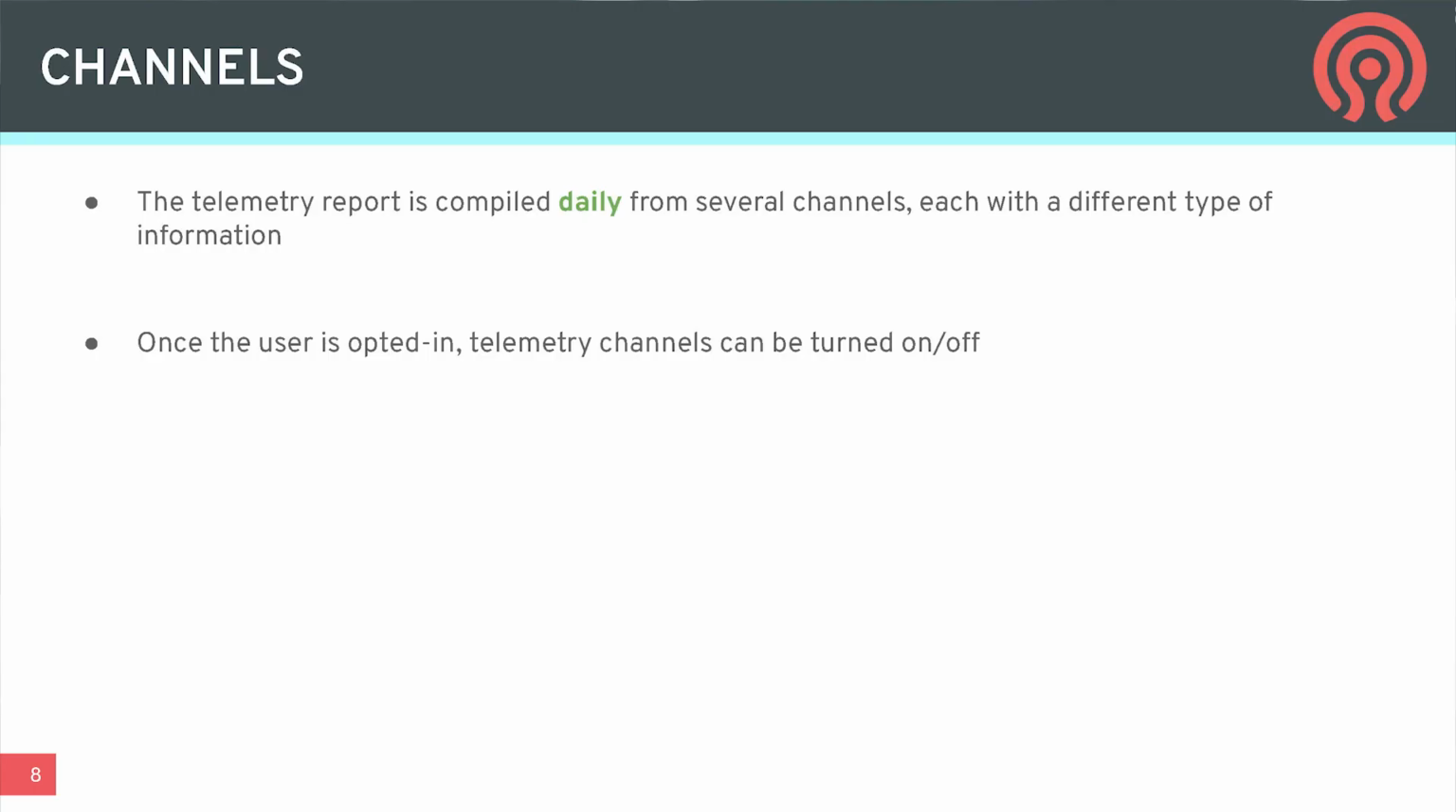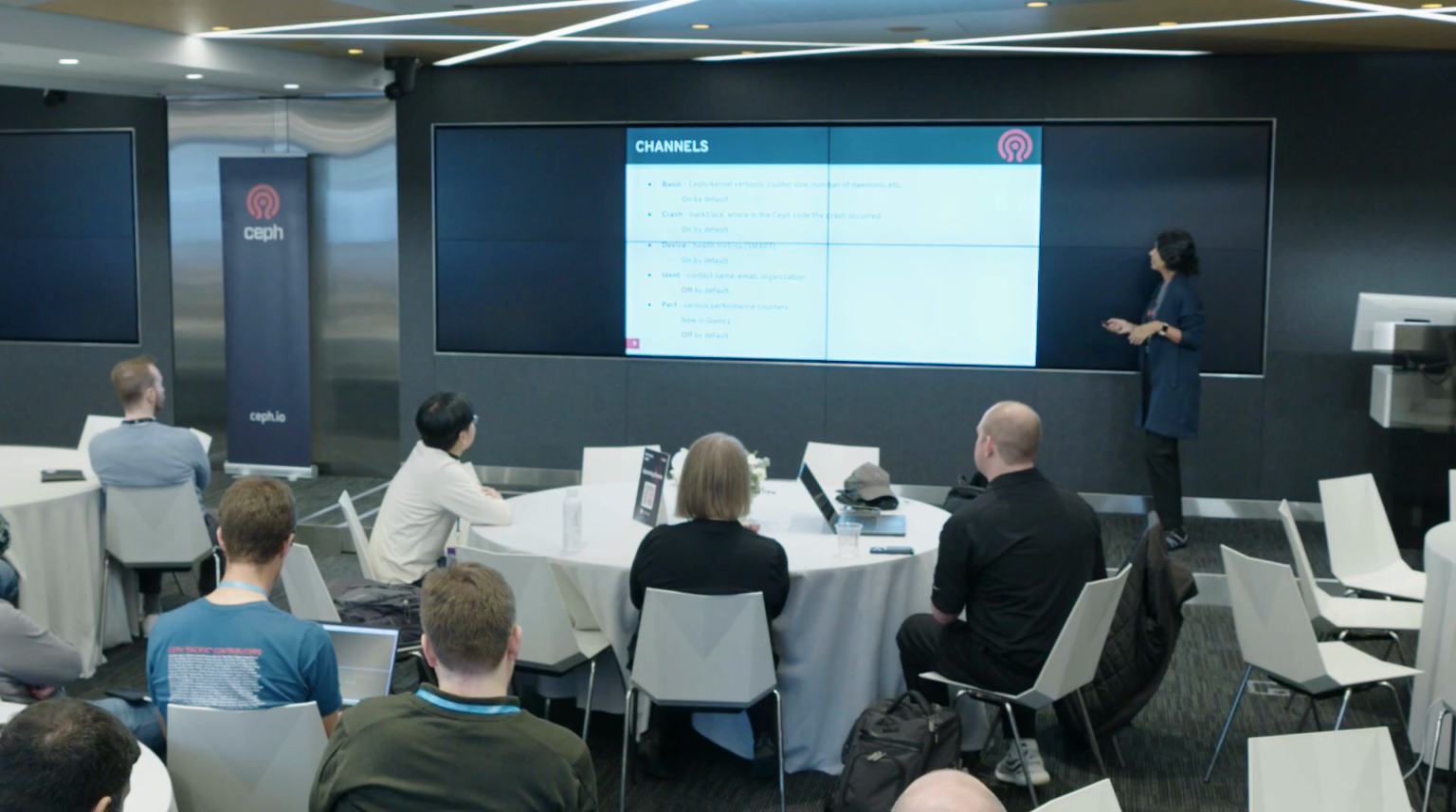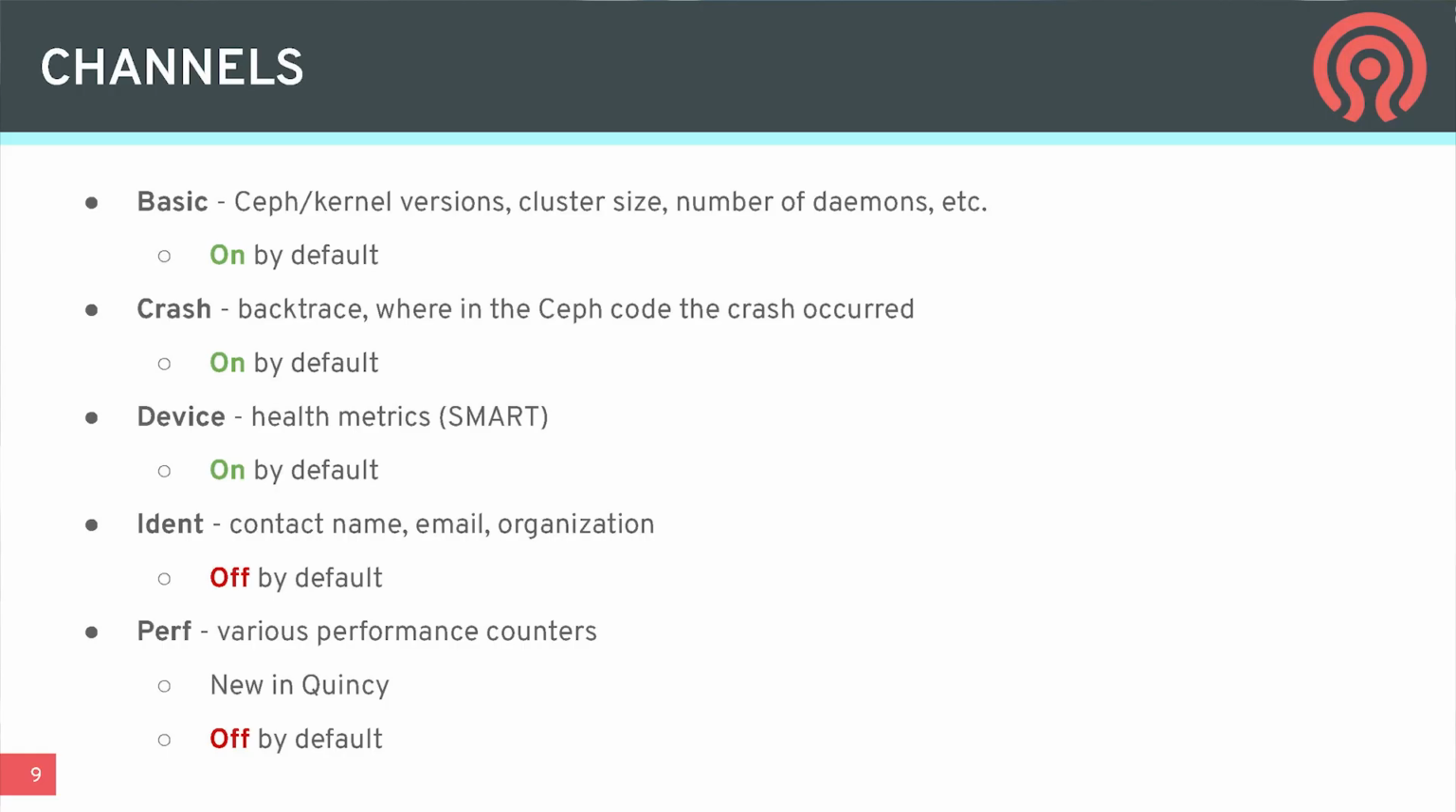And by default, the telemetry report is compiled daily from several channels, each with a different type of information. And once the user is opted into telemetry, the channels can be turned on or off. Currently, there are 5 channels in telemetry. The first one is the basic channel, which is on by default, which collects and reports basic information about the cluster, like Ceph and kernel versions, the cluster size, number of daemons, and so on.